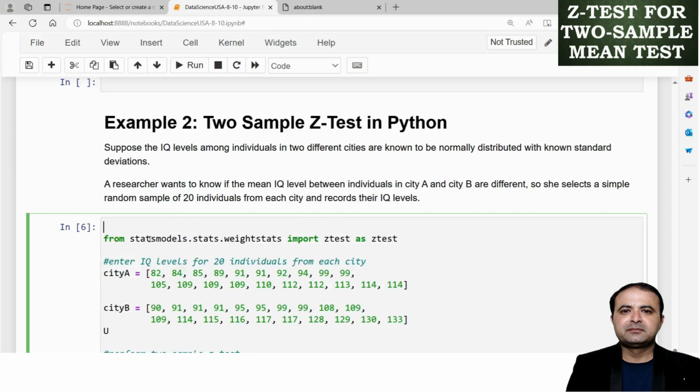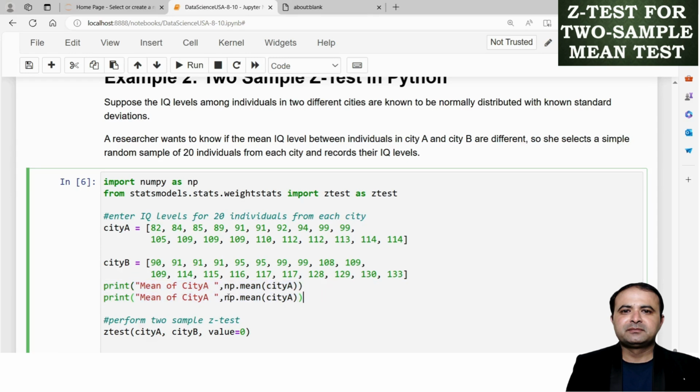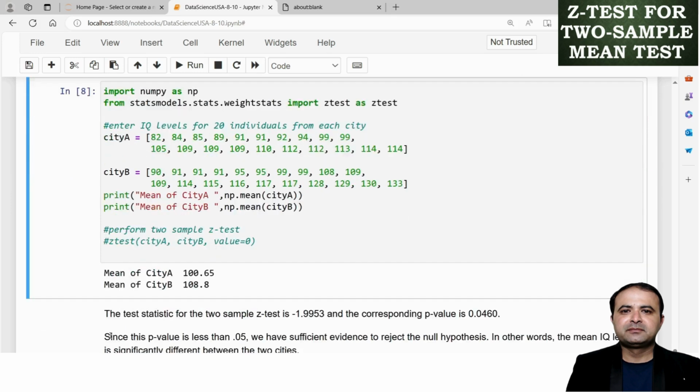I also want to use NumPy as np, and I want to check the mean of city A, np dot mean city A and city B. So both city means are different.